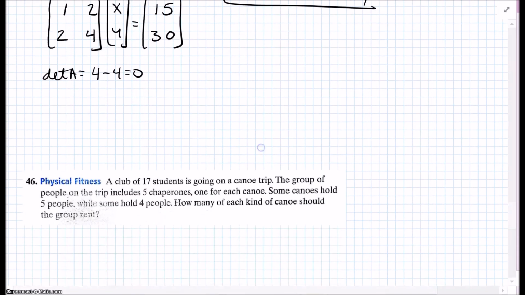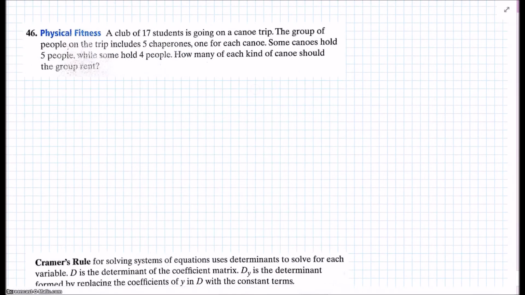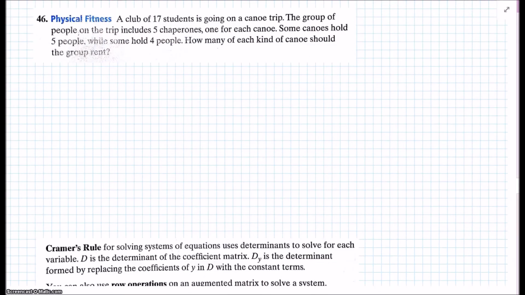Going on to the next one. Question 46, physical fitness. A club of 17 students is going on a canoe trip. The group of people on the trip includes 5 chaperones, one for each canoe. Some canoes hold 5 people, while some canoes hold 4. How many of each kind of canoe should the group rent?